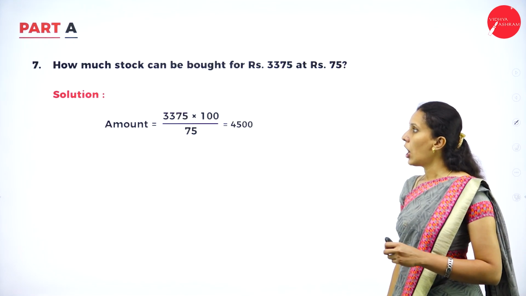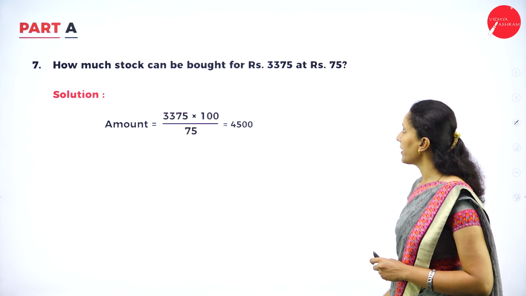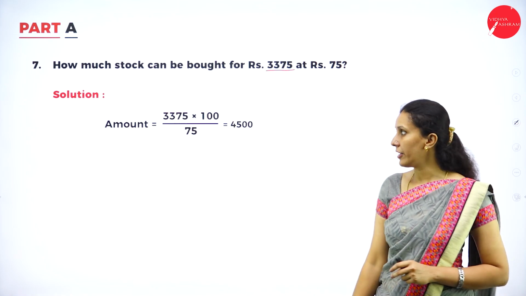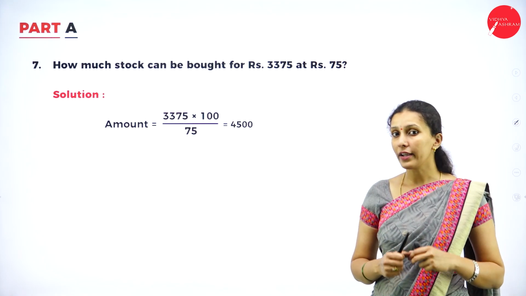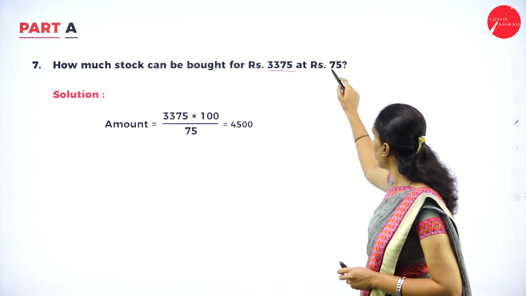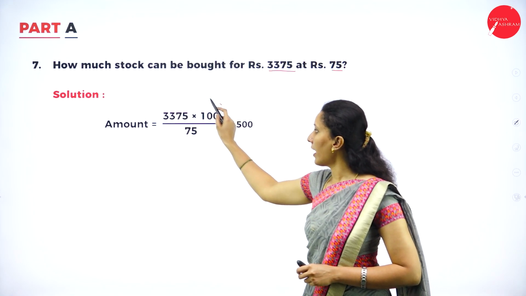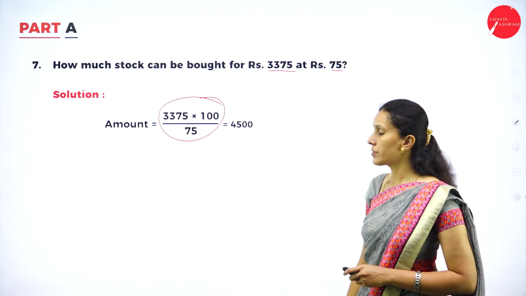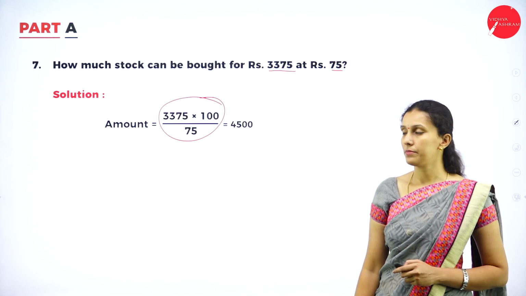Next we have: how much stock can be bought for rupees 3,375 at rupees 75. So the amount of stock can be calculated as 3,375 divided by 75 multiplied by 100. So you get the amount as 4,500 rupees.